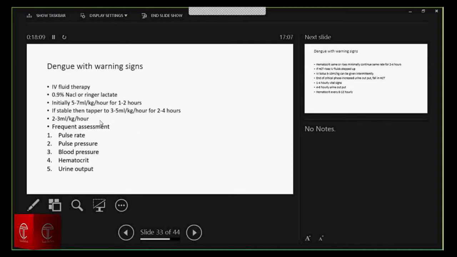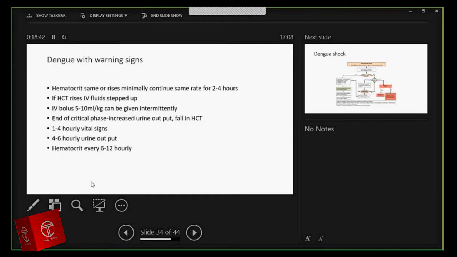However, you need to make a frequent assessment by looking at their vital signs like pulse rate, that they are not tachycardic, pulse pressure, that there is no narrow pulse pressure, there is no hypotension, monitoring hematocrit, and also urine output. If at any stage you feel that the patient is having abnormal vital signs, or the hematocrit is rising, or the urine output is falling, then you need to escalate the fluid volume back to the higher volume to maintain the fluid deficit.